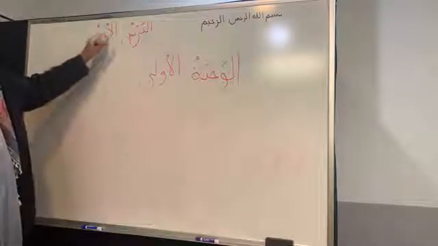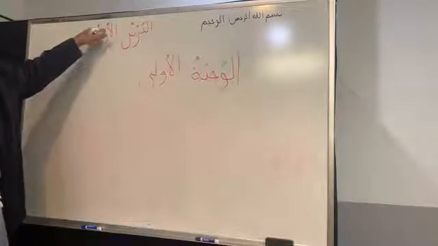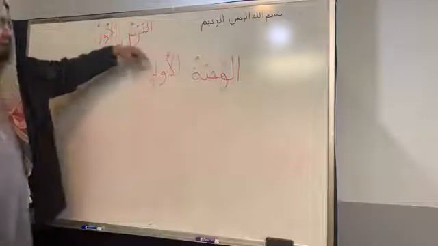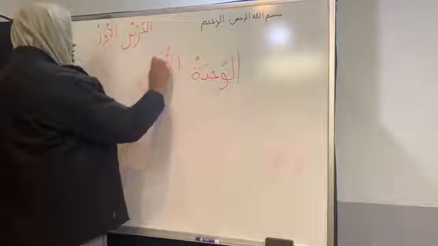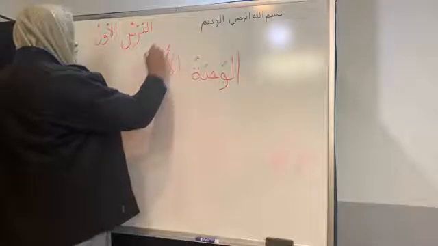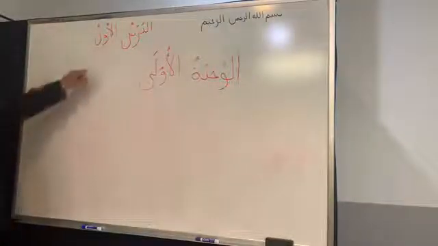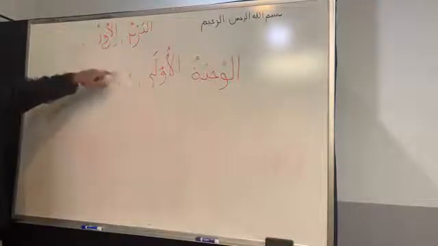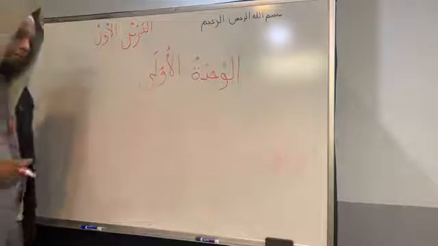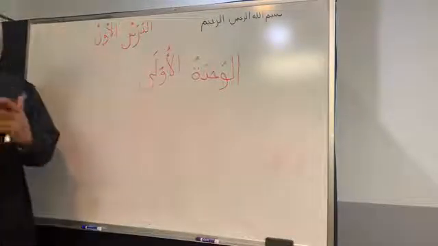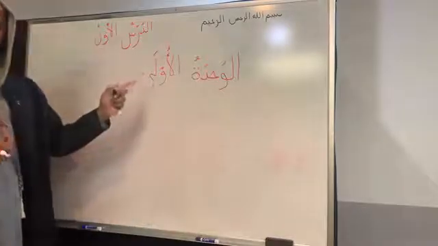Also, I'm not going to focus on writing every haraka on there. This is al-awwal and this is al-ula. So you have the masculine and you have the feminine. This is in cardinal order: first, second, third, like that. This means first.